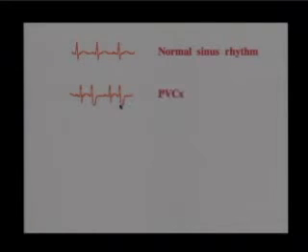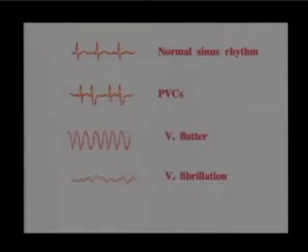So let's look at a picture. What is this? That is normal sinus rhythm. If we look here, this doesn't look very normal here. What we have here are PVCs. So we have an extra ventricular beat in here that is not preceded by a P wave. So these are PVCs. What do we see here? This is a ventricular flutter. Next we have ventricular fibrillation.